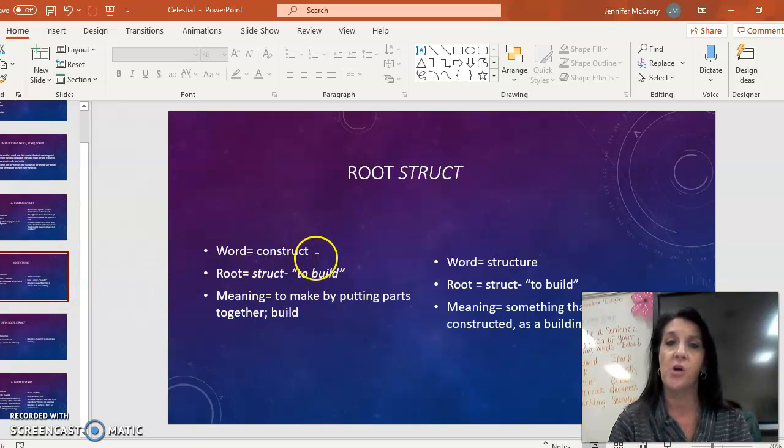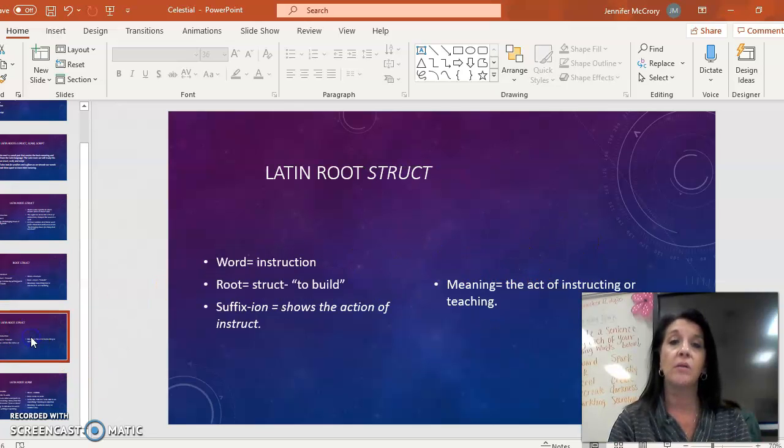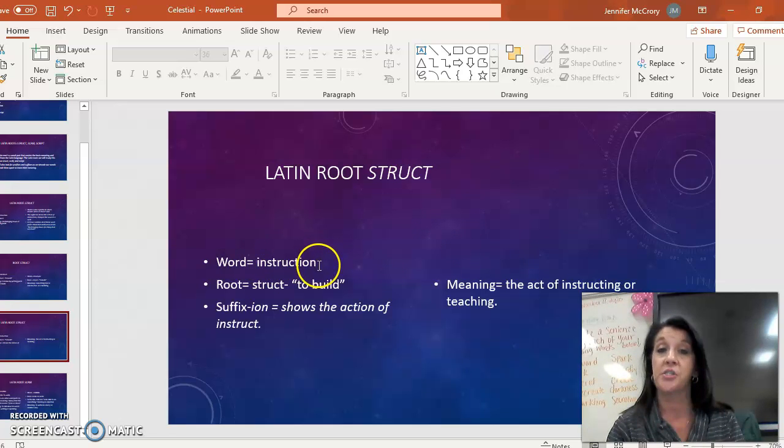So we looked at construct, we looked at structure. Now our last word was instruction. Okay, see it here? Instruction. Very good. We know that our root is to build. That's the meaning. And now we need to break it apart a little bit more, okay? Instruct, just a little bit too simple. So we need to look at the end of it.